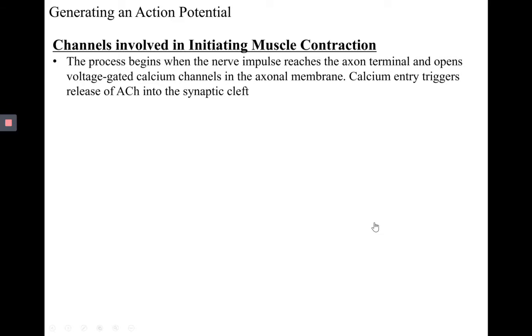So let's go through the steps for generating an action potential in order to initiate muscle contraction. This is generating an action potential in the sarcolemma of a skeletal muscle cell. We have to begin with the nerve impulse traveling from the axon terminal to the junctional fold of the sarcolemma, which is only possible because voltage-gated calcium channels open up in the axon terminal membrane, and when calcium enters the axon terminal, acetylcholine leaves via exocytosis into the synaptic cleft.